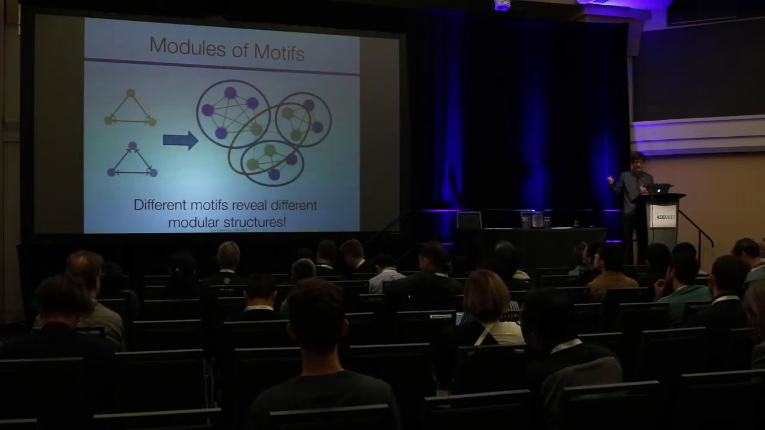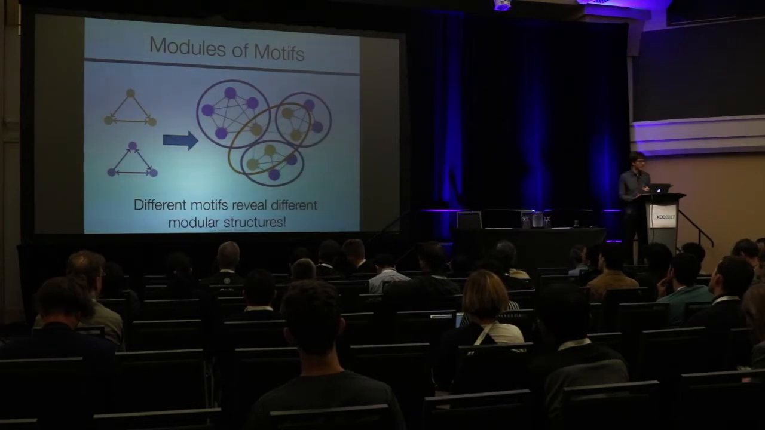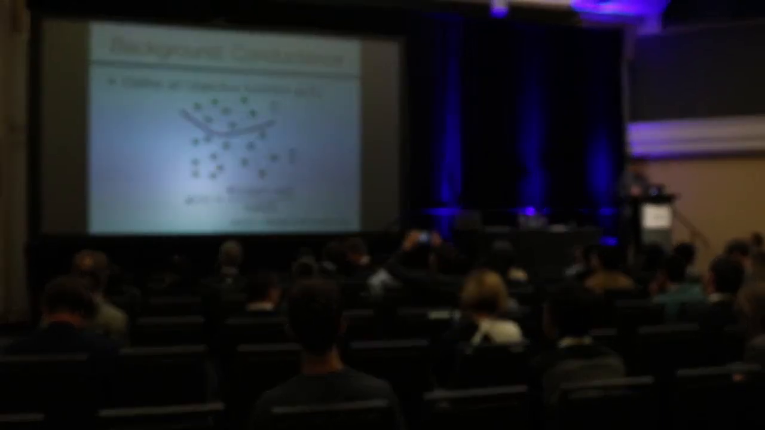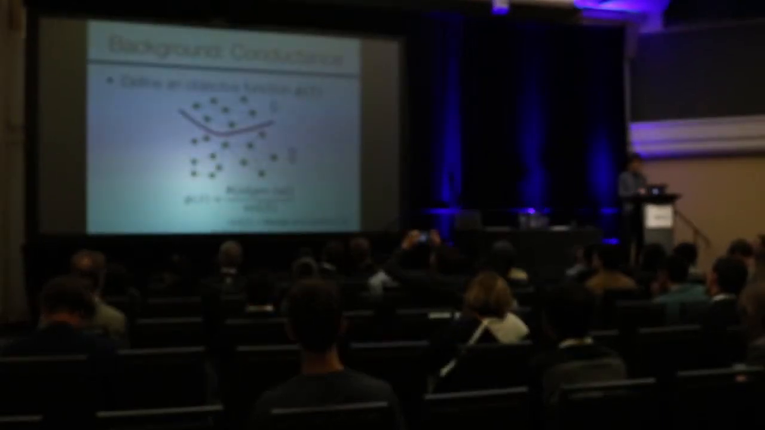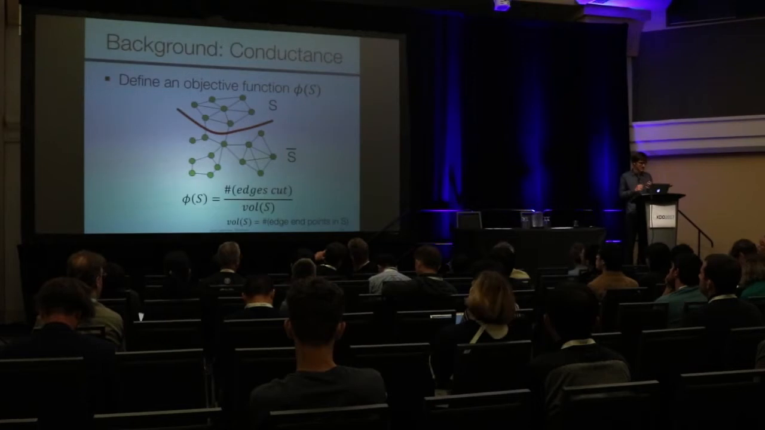So the question becomes, can I design principled algorithms that allow me to identify clusters based not just on density of the edges, but the density of the motif of a subgraph of interest? The way we will do this is the following. We will start with a quick review of how graph partitioning is traditionally thought of, and then we'll generalize this to the notion of not partitioning edges, but partitioning motifs, partitioning subgraphs.